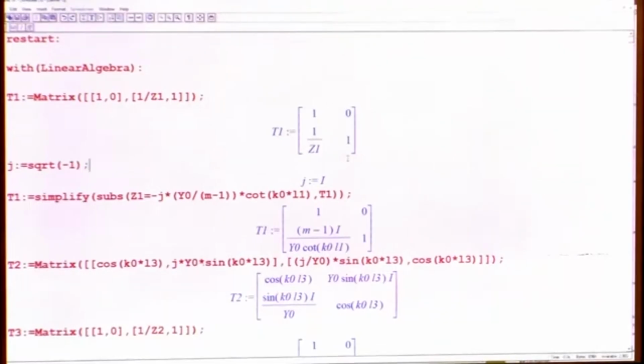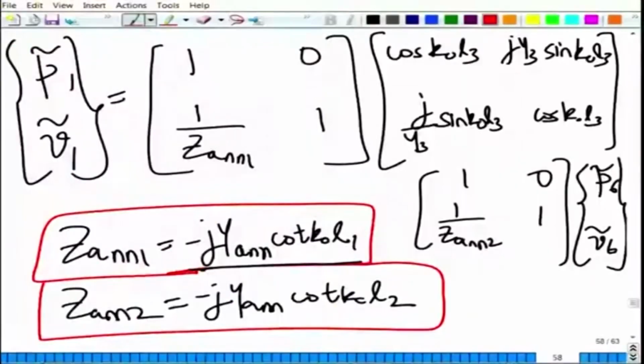Now, remember, let me go back to the presentation slides where these encircled boxed expressions are your impedances for the annular cavity, minus j times y annular into cot k naught L1. Similarly, minus j y annular into cot k naught L2. So, this is what you get using the derivations that we have done so far. Now, the entire thing I am clubbing in as Z1 or Z2.